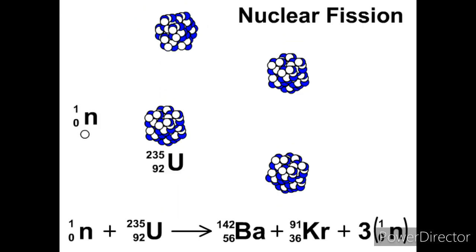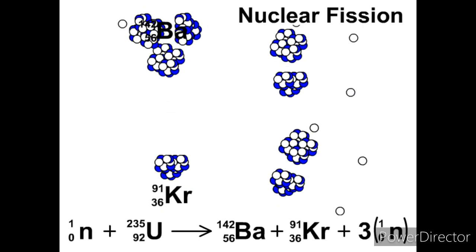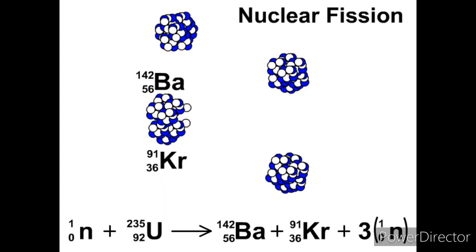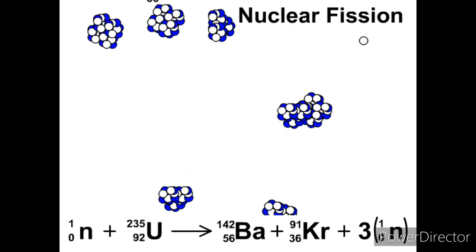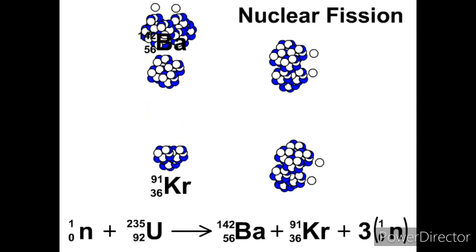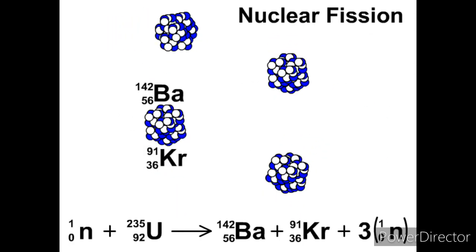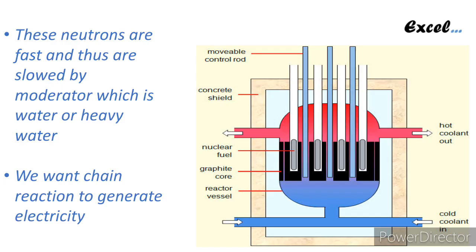If you are paying attention, then you might have got it. 141 and 92 add up to 233 and not 236. These excess 3 neutrons are released along with energy. These neutrons are fast and thus are slowed by a moderator, which is water or heavy water, D2O.